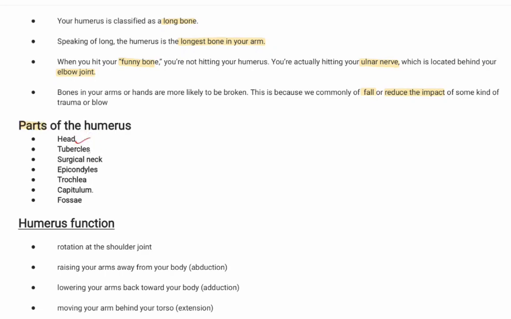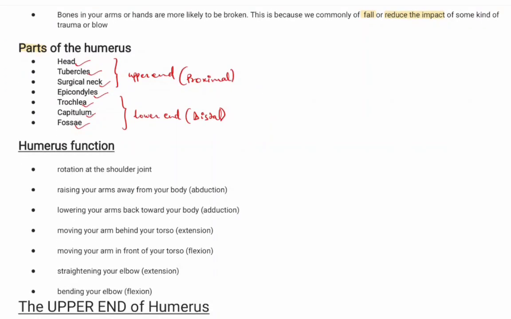We will now read the parts of the humerus, which are head, tubercle, surgical neck, epicondyle, trochlea, capitulum and fossa. We will read about all of these in further videos as we proceed. The head, tubercle and surgical neck are found in the upper end, and the trochlea, capitulum and fossa are found in the lower end. We can say the proximal and distal ends of the humerus bone.